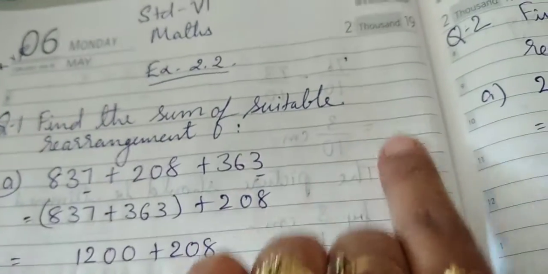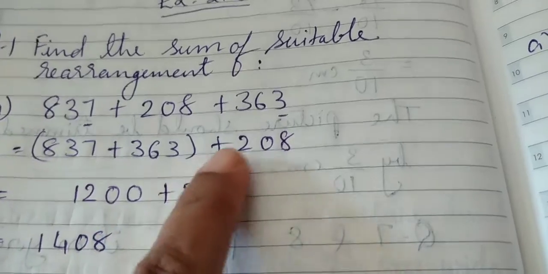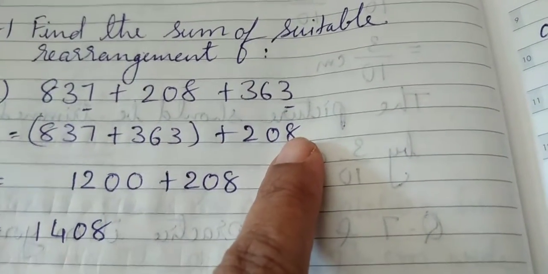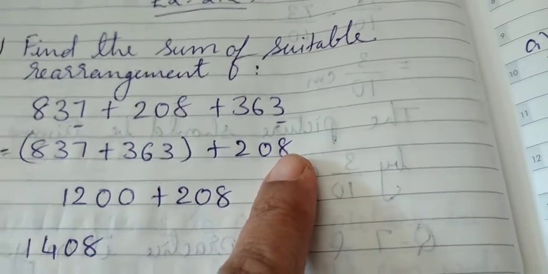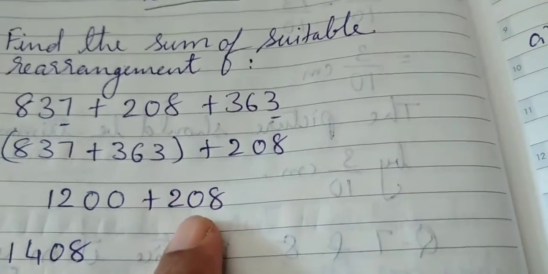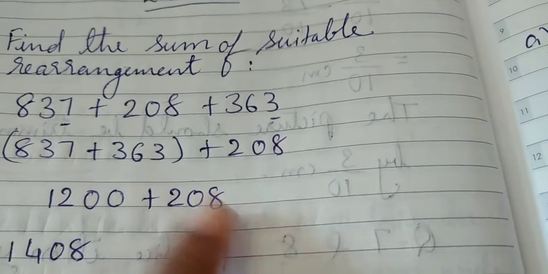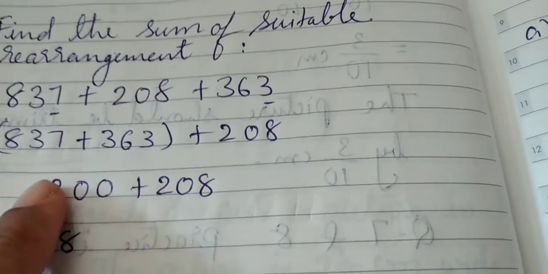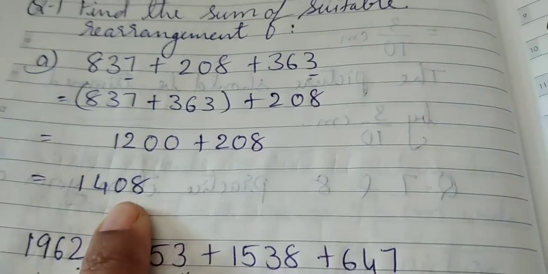Or else you can write here and calculate. So 1200 plus 208. Don't forget to write the number which you have not grouped, you have kept it separate. So bring that number down. 1200 plus 208. 8 plus 0, 8, 0 plus 0, 0, 2 plus 2, 4 and 1. 1408 is the final answer.